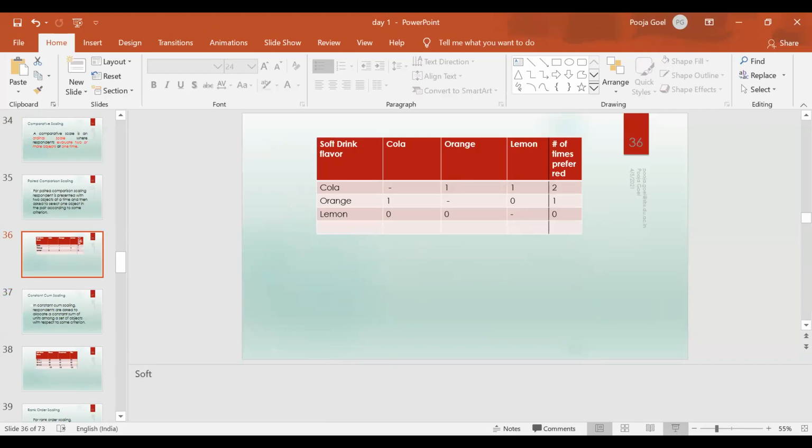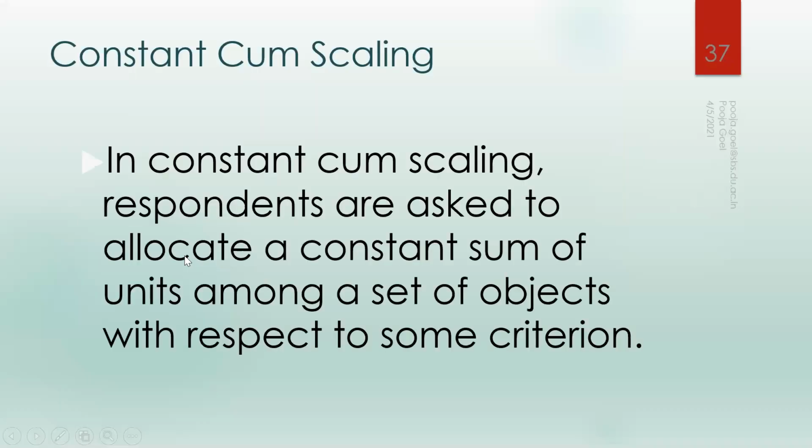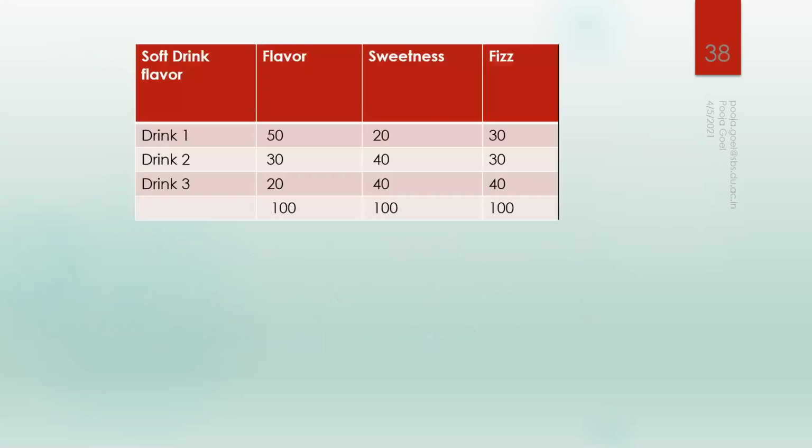This is the way we find out preference. Second is constant sum scaling. In constant sum scaling, respondents are asked to allocate a constant sum of units among a set of objects. So you have to give a number, a constant sum. For example, drink 1, drink 2 and drink 3. On the basis of flavor you ask them to give some numbers, and the total should be 100, or whatever you take, 500 or 10. On the basis of sweetness it should be different numbering, and then you see which one is preferred over which. You will see the total is 100 every time, but you will find out on what basis the preference is there.